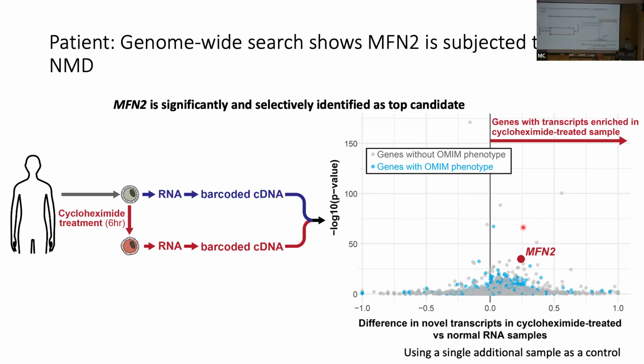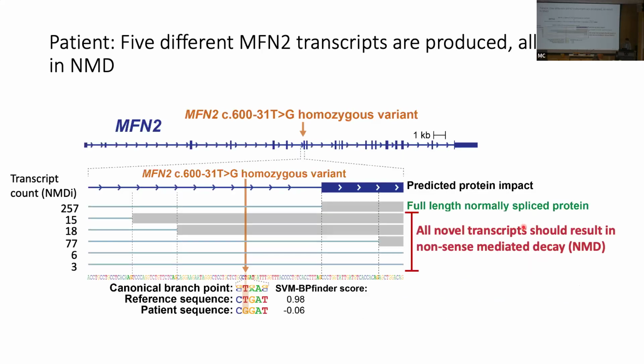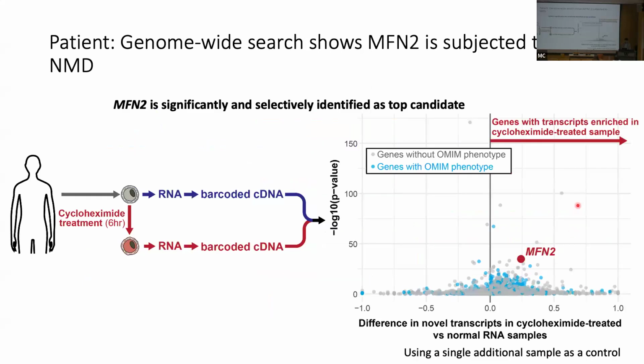as being under nonsense-mediated decay. We then looked at the actual transcripts that were sequenced by transcript sequencing, and we see that this patient has a lot of transcripts that have altered RNA splicing and that undergo nonsense-mediated decay. So basically, the findings here confirm the genome-wide finding that we saw here.